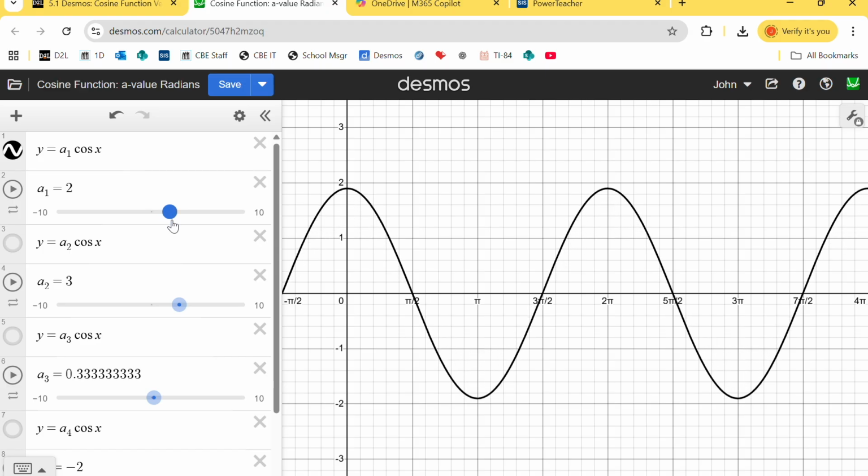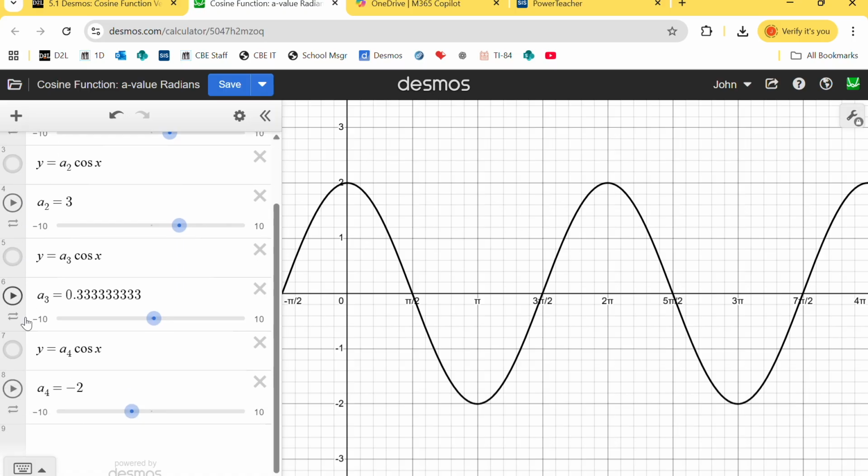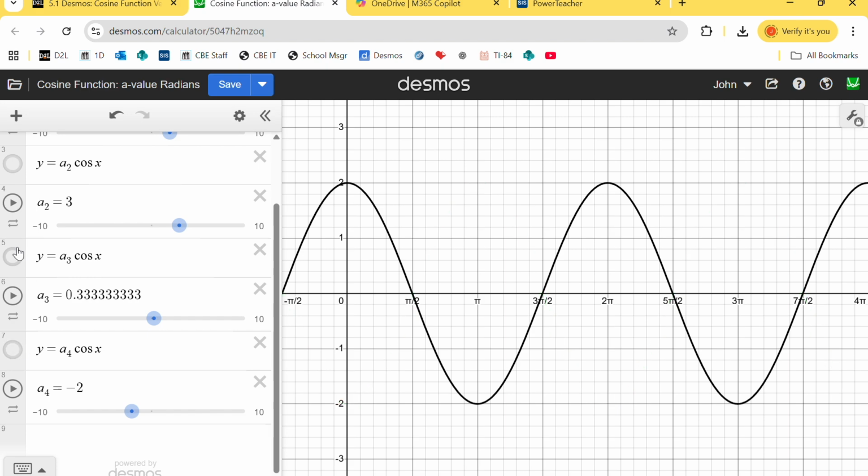What happens when we go negative? Because the last one, in green, was y equals -2 cosine of x. Well, if I keep that there and then I put that here, it's just going to flip it over. So -2 is going to be a reflection in the x-axis. So let's put all of that together.